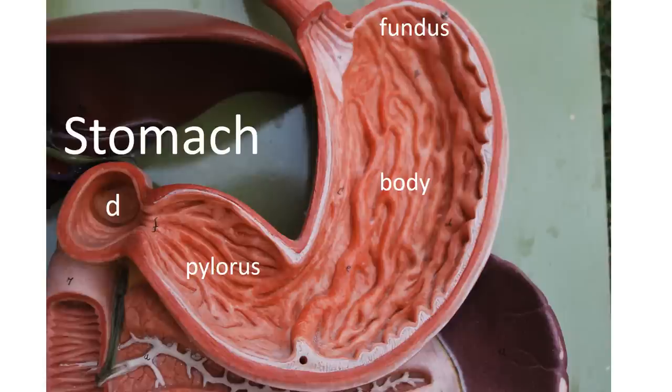Now we're moving on to the stomach. Now the stomach is this hollow muscular structure. Food comes from the esophagus into the stomach. And here we have a cut open stomach, and we notice that the top part is called the fundus, the middle part is called the body, and this lower part is called the pylorus. And from the pylorus, food will go through the pyloric sphincter into the duodenum, and the top part of the duodenum there I've labelled with a D.